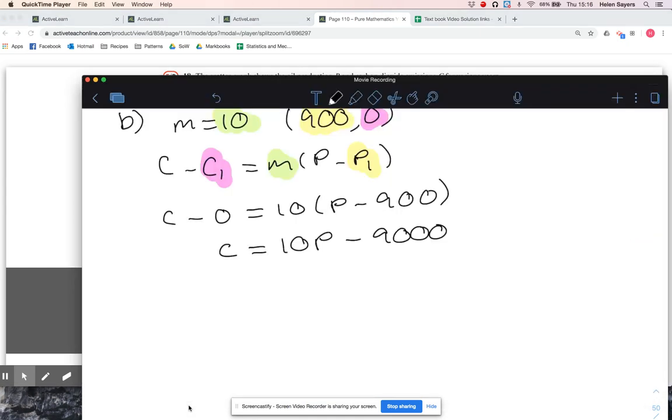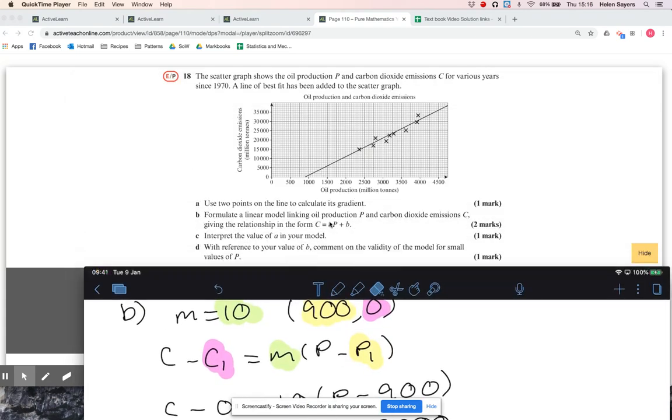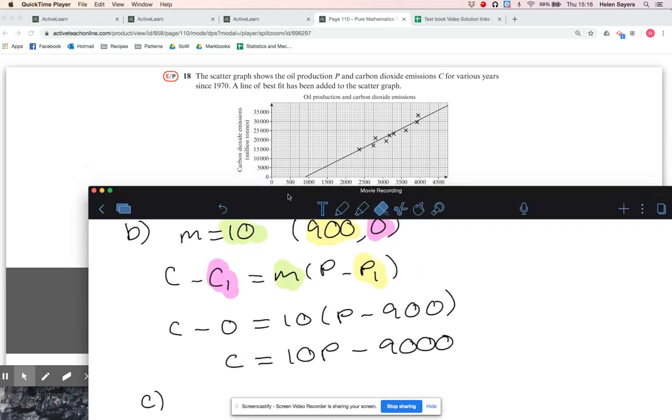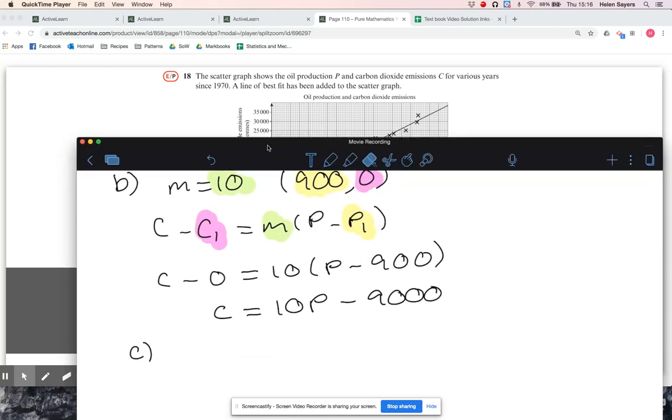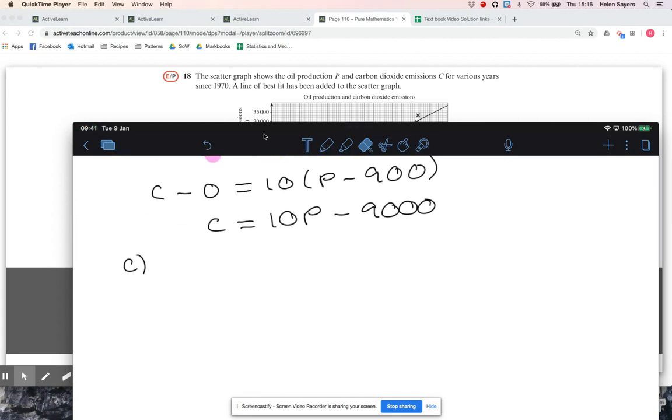Okay, so then I've got to interpret the value of A, and A is the gradient. So obviously it's 10, but I need to relate it back to real life value here. This comes up quite a lot in stats, so when you do stats next year, if you haven't done it already, you have to interpret your regression line. So basically they're asking us to interpret what that 10 is.